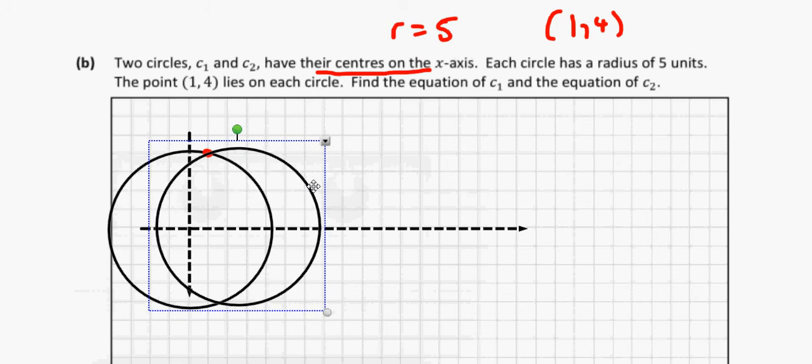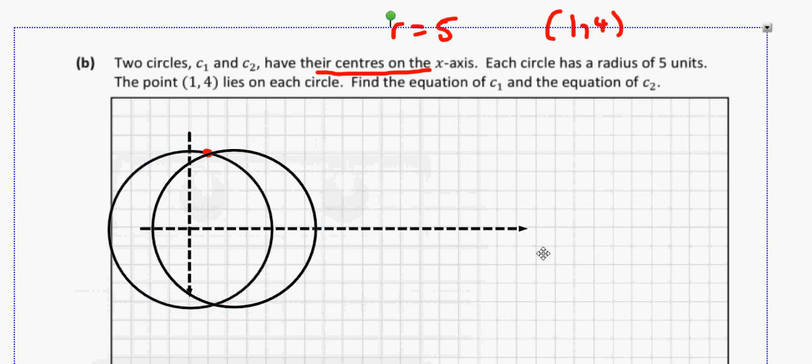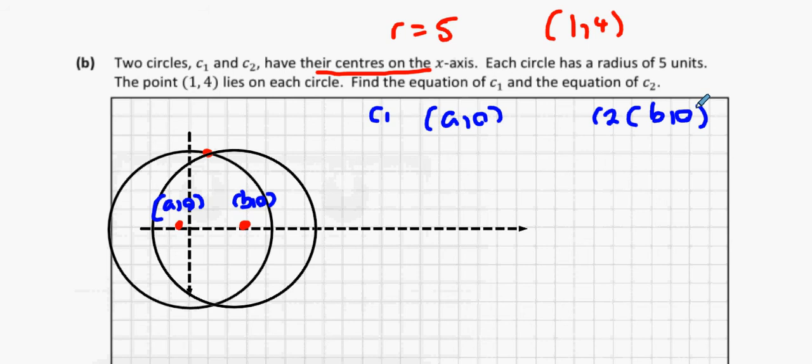Obviously you haven't got the technology to do this in the exam, all right? And there's two centers going on here, the center of the first one and the center of the second one. But what we know about these two centers is we can call one of them (a,0), the other (b,0). So C1 has a center of (a,0) and C2 has a center of (b,0). That's what we know so far.